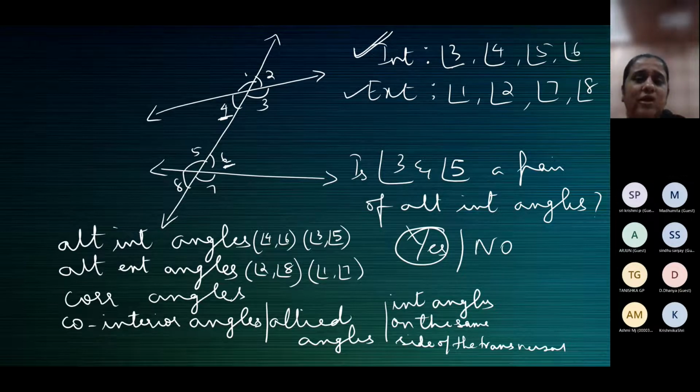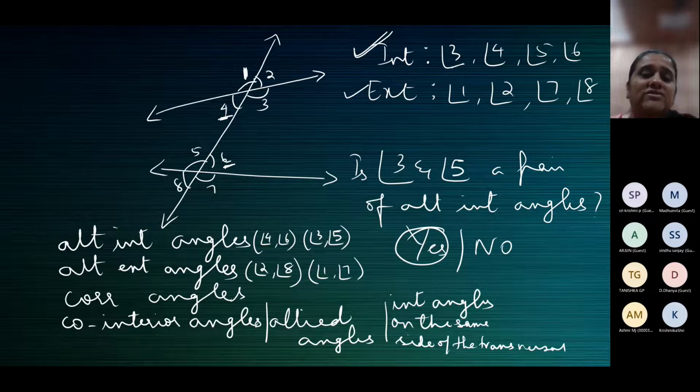Now, supposing you take angle 1. If you take angle 1, now find another angle on the same side of the transversal, and it should be the opposite of it, meaning this is an exterior angle. Angle 1 is an exterior angle, right? Yes or no, children? Yes, ma'am. Now, don't say angle 1 and 4.